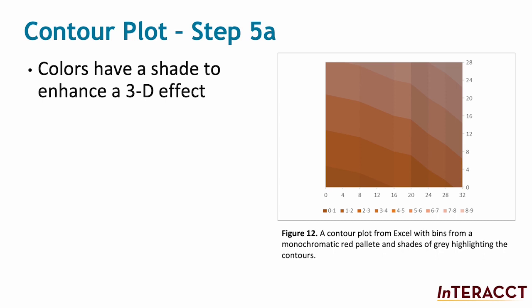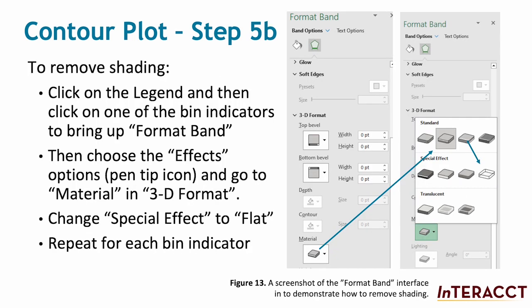Notice, however, that the colors have kind of a gray tint to them. This is helpful for giving the illusion of mountain-like contours. But here we just want to emphasize one bin from another. So to remove the shading, we need to click on the legend below the plot, and then click again on a single bin indicator, which will bring up this Format Band drop-down.